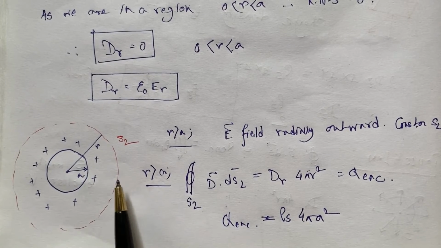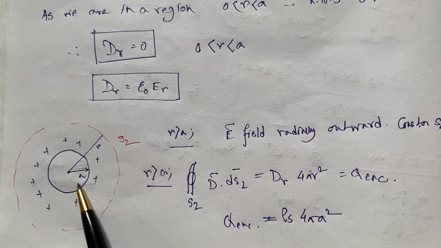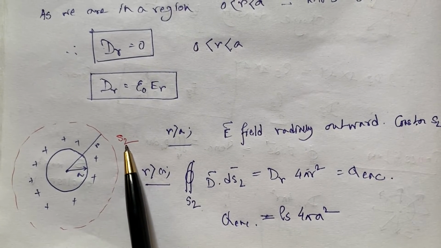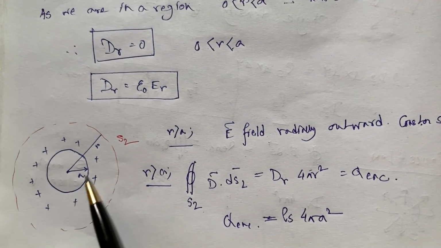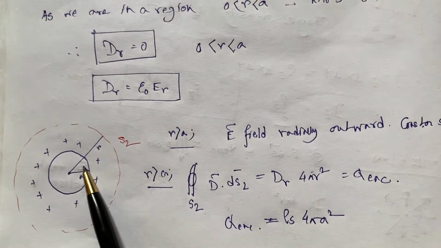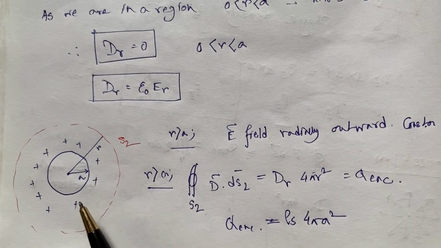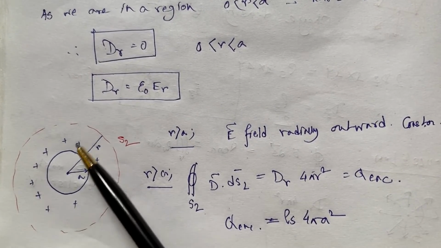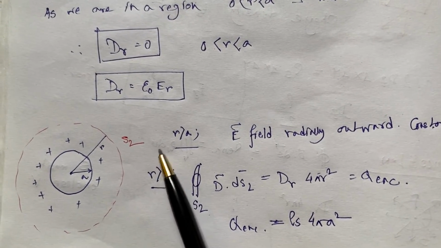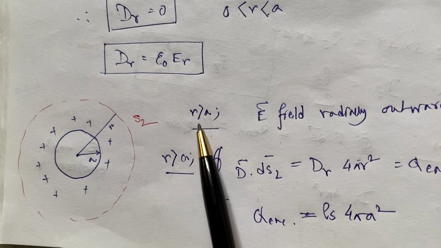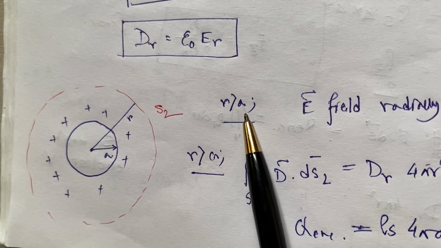Next, what happens if we take our Gaussian surface outside the actual shell of charge? Suppose this S2 is the Gaussian surface. It has enclosed this spherical shell of charge. Now obviously in this case the electric field is radially outward, and it is also constant at any point of this S2 surface. So here we have the condition where the radius of the S2 surface, r, is greater than a. a is the radius of the spherical shell of charge.